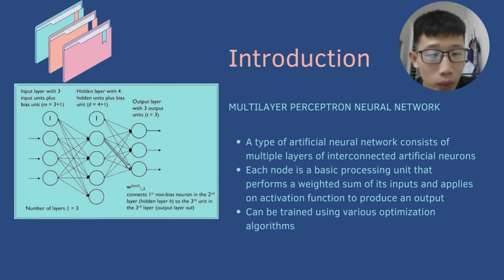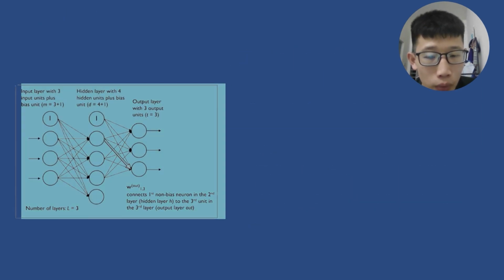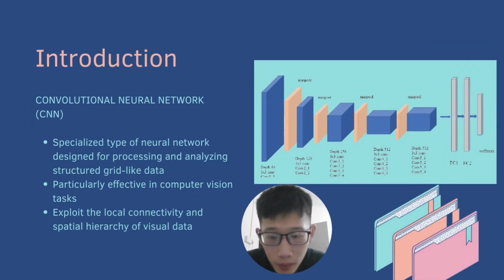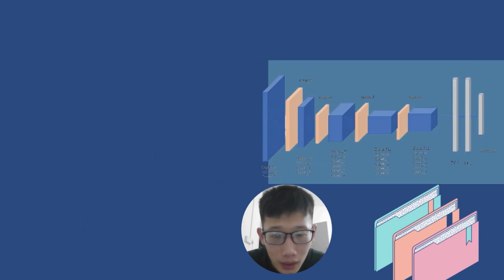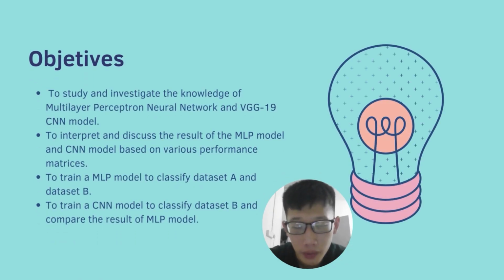Multi-layer perceptron neural network is a type of artificial neural network consisting of multiple layers of interconnected artificial neurons. Each node is a basic processing unit that performs a weighted sum of its input and applies an activation function to produce an output. Convolution neural network is a specialized type of neural network designed for processing and analyzing structured grid-like data. It exploits the local connectivity and spatial hierarchy of visual data, enabling the network to learn hierarchical representations of increasing complexity. We have four objectives for this mini project.